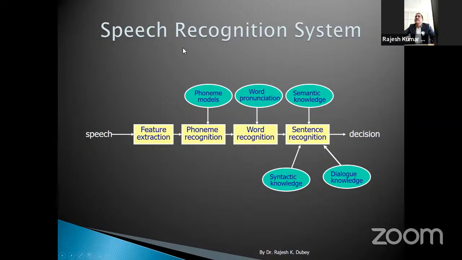Then another important area is speech recognition. You are all familiar that a speech signal is there, and you have to recognize what was said. The machine has to understand.